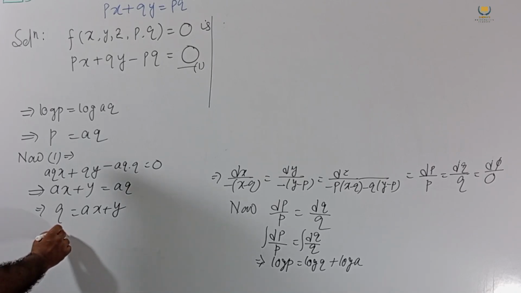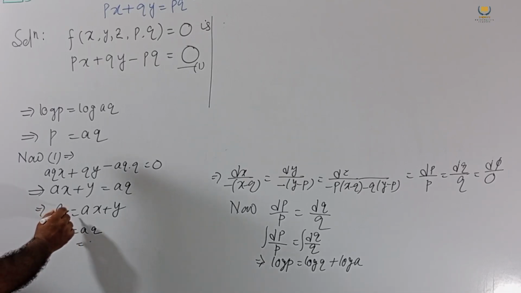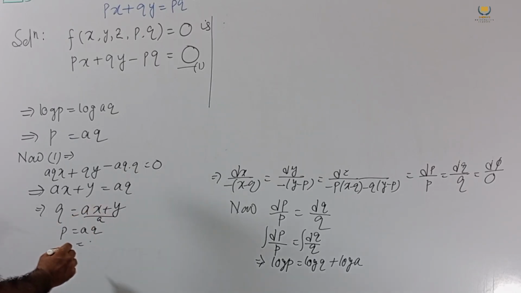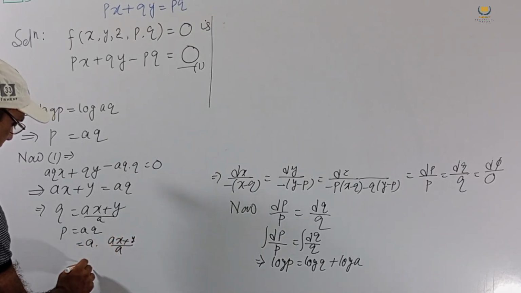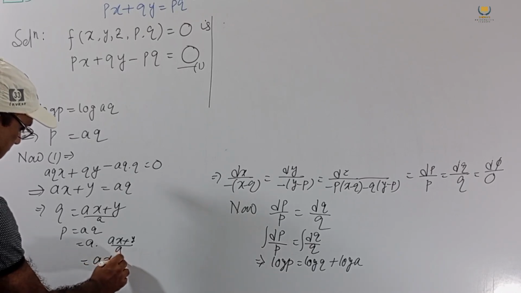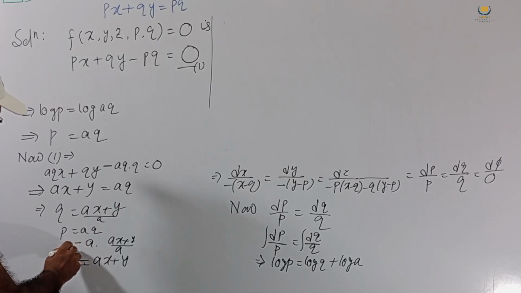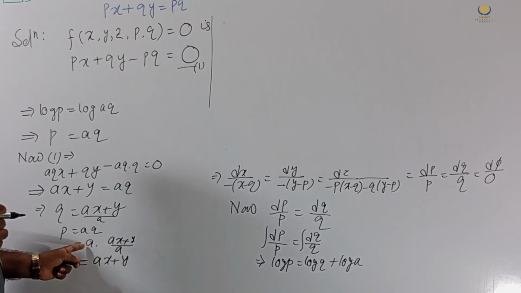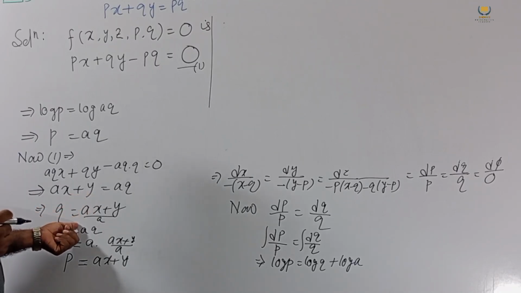Now we find p. p equal to aq, and q equal to (ax plus y) by a, so p equal to a into (ax plus y) by a. The a cancels, and we get ax plus y. This is the p. So we get the value of p, and q is this one.